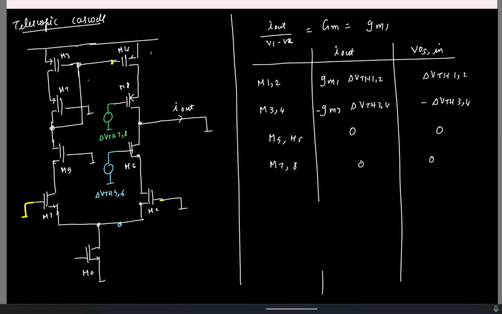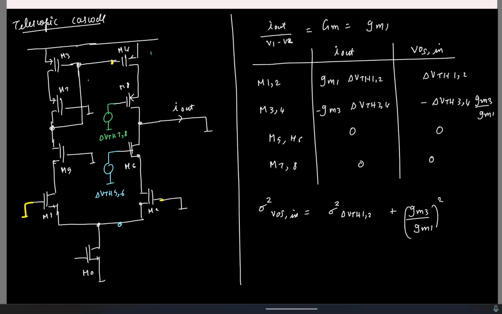Okay. So now again the input referred offset voltage, if I write the variance, it's sigma square delta VTH 12 plus GM3 by GM1 square. This is basically GM3 by GM1. I made a mistake. So the result is very similar to the Five-transistor OTA.